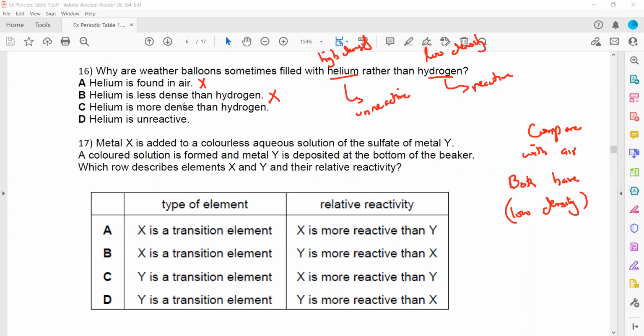Helium is more dense than hydrogen. This is true, but that is not the reason why we use it for a weather balloon. We use it for a weather balloon because it is unreactive. So statement C is correct, but that is not related to the explanation of why it is used in a weather balloon. Why not hydrogen? Because hydrogen is a reactive gas and helium is unreactive. That's why we use helium in a weather balloon.